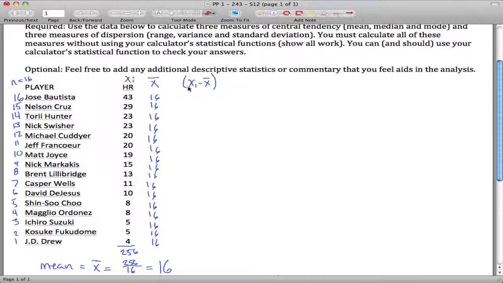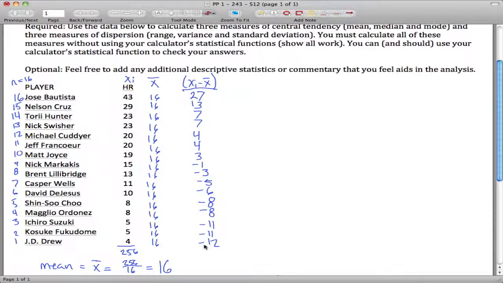The next column is x sub i minus x bar. In other words, how far above or below the mean is each one of these observations. Okay, 43 minus 16 is 27. 29 minus 16 is 13. 23 minus 16 is 7. 20 minus 16 is 4. 19 minus 16 is 3. 15 minus 16, negative 1. 13 minus 16, negative 3. 8 gives me negative 8. 5 gives me negative 11. And 4 gives me negative 12.